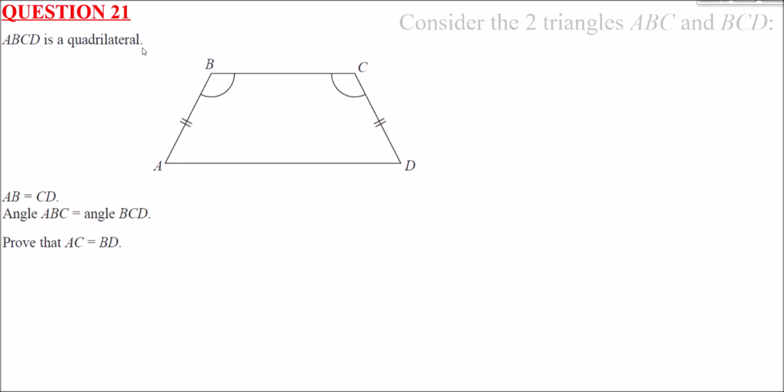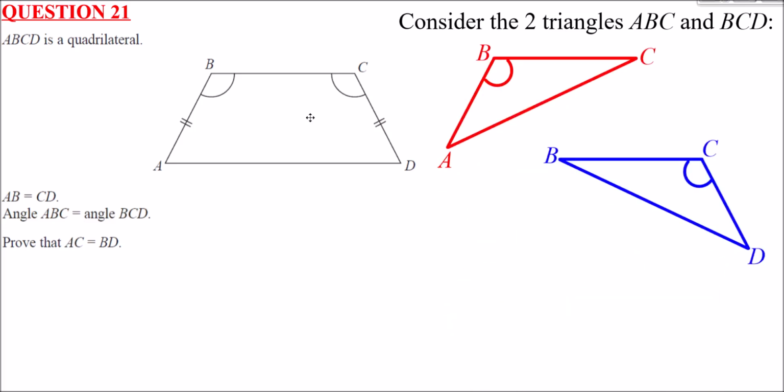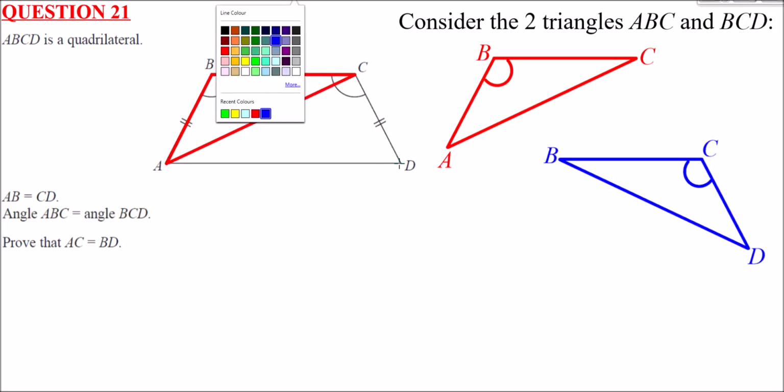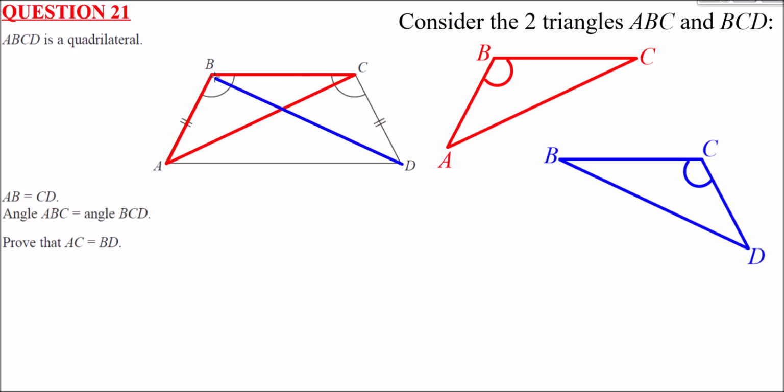So knowing what to do is the hardest part of this question, but what we need to do is as follows. We need to consider two triangles, ABC and BCD. So ABC is this one I've picked out. So it goes from A to B to C, then back again, whereas BCD is this one. So I'm picking these two out and just drawing them separately. So let's just consider what the question says.